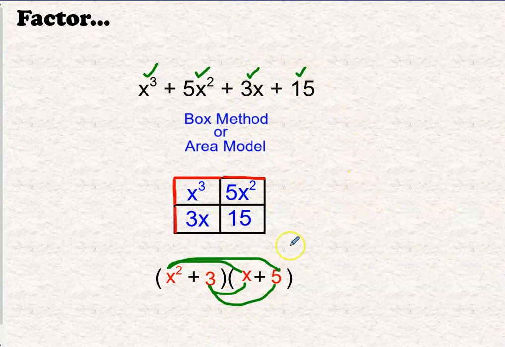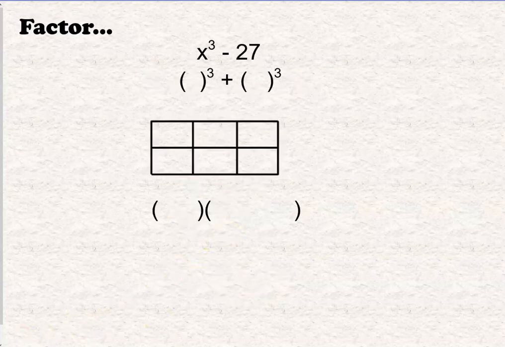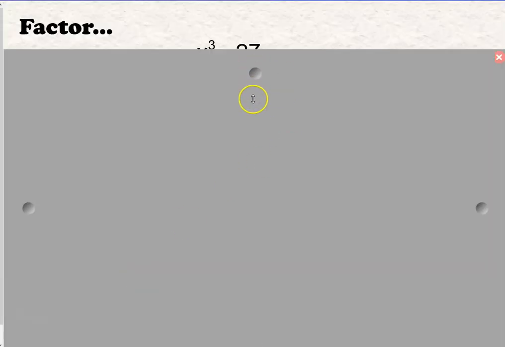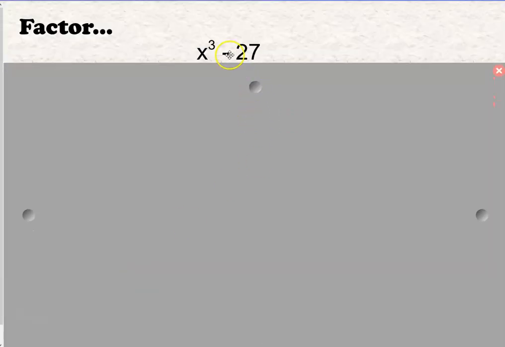And the last thing you want to do is look at each of these 2 binomials and see if you could break them down any further. And in this case, we cannot. So we have factored this 4-term polynomial. Now, let's take a look at a different type of problem. This type of problem here is a difference, because it's subtraction, not of perfect squares though, but of perfect cubes. So, how do we deal with this?